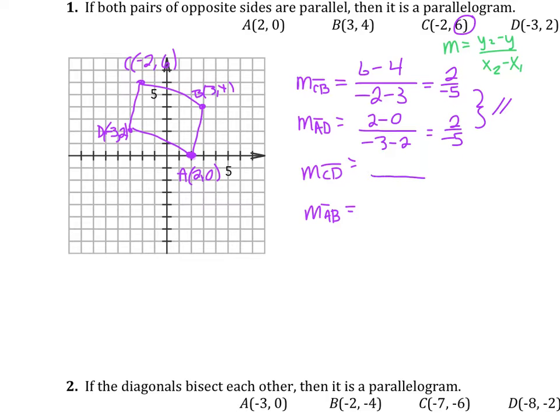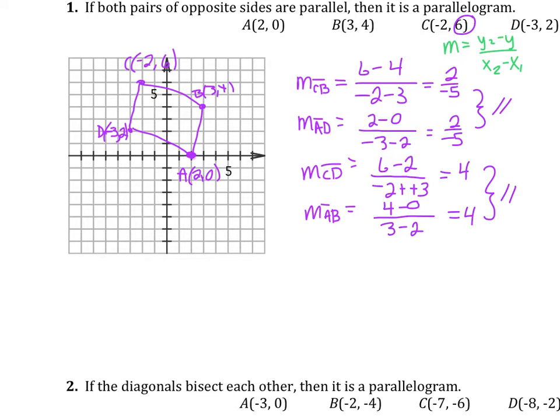Okay, now let's do the same thing for CD. So 6 minus 2 over -2 minus -3, it's going to end up being a +3. We get 4, and then the slope of AB, we got 4 minus 0 over 3 minus 2, and that is 4. If I went through slope kind of quick, there's a reason for that. You've been doing slope for a very long time, so I just assume that you know how to do that.